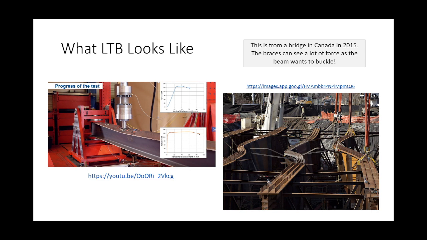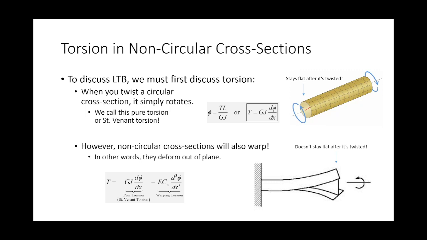Does everybody understand the phenomenon, get what's going on? Okay, so this is LTB, and this is the primary failure mode we have to deal with when looking at discretely braced beams. Let me pause this. Now, how do we deal with that mathematically? We're going to bring it back to Engineering 216 land. I know everybody's favorite class. And what we're going to do is talk about torsion.